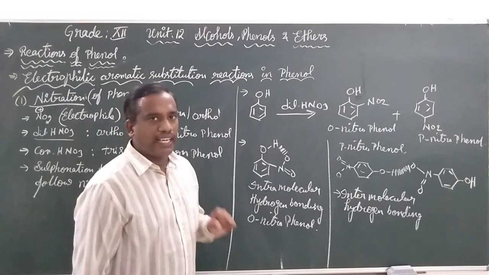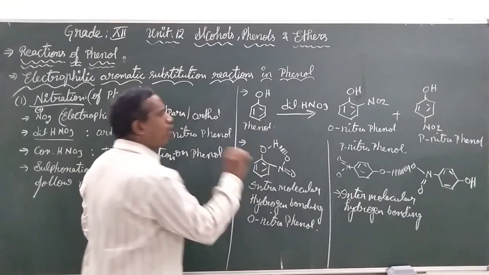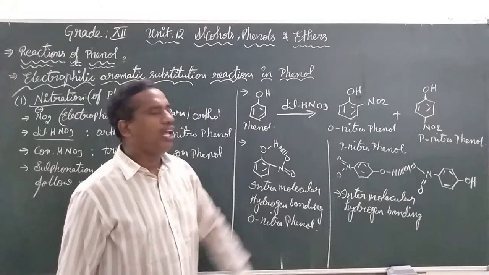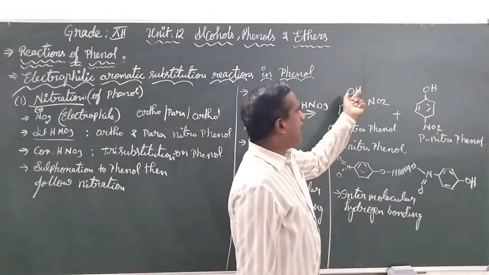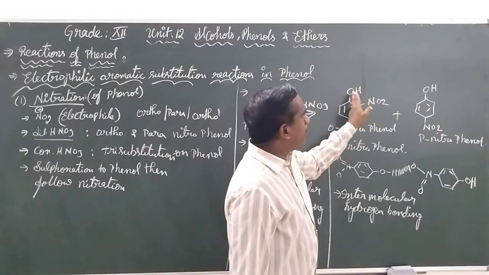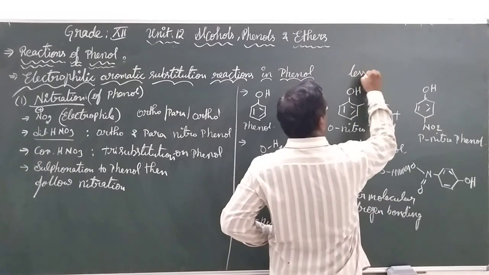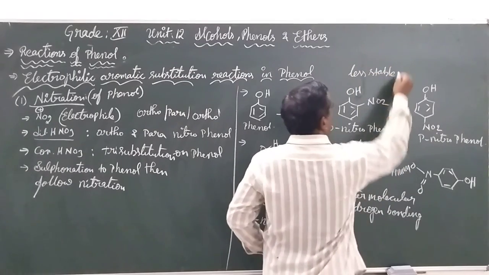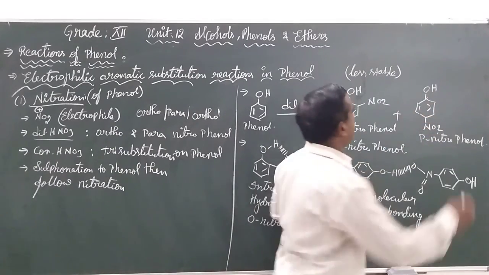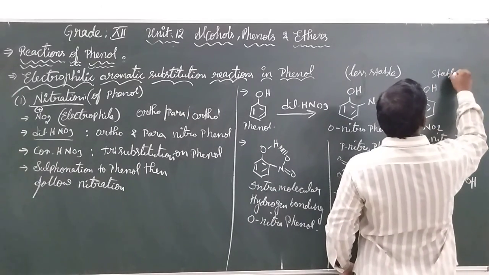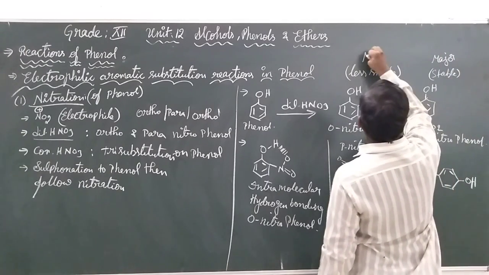When we reacted the phenol with dilute nitric acid, we got two products: ortho-nitrophenol and para-nitrophenol. Here the nitro group is a bulky group, and OH is also a bulky group. There will be repulsions between the groups of atoms. Hence this is less stable. Whereas in the para product the groups of atoms are far away from each other, hence its stability is more. Hence we call it the major product, and the ortho the minor product.